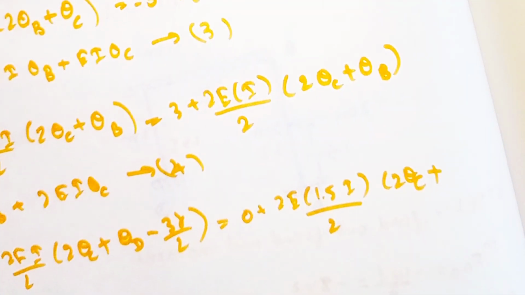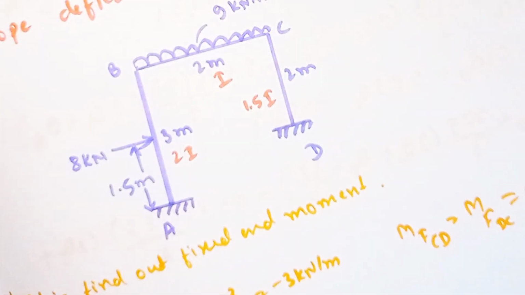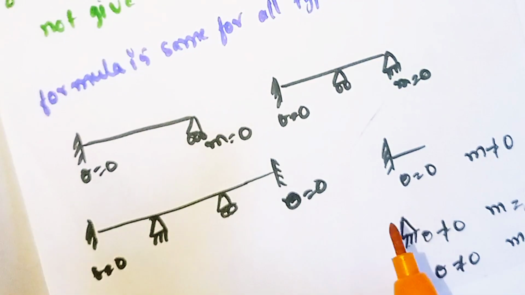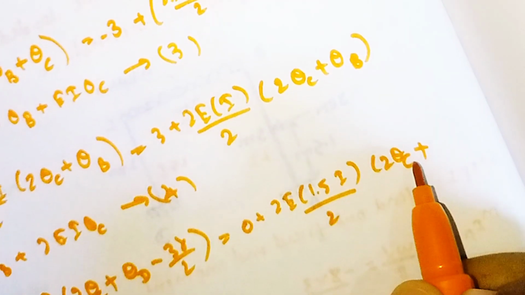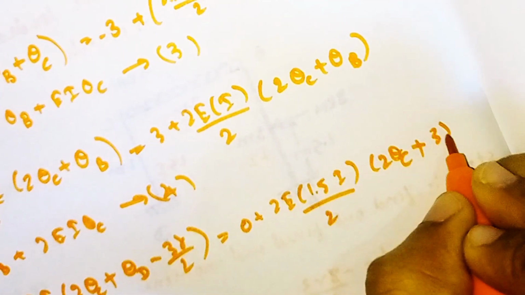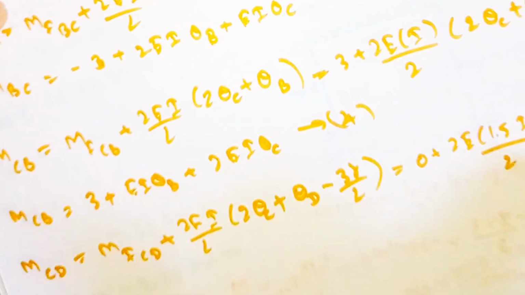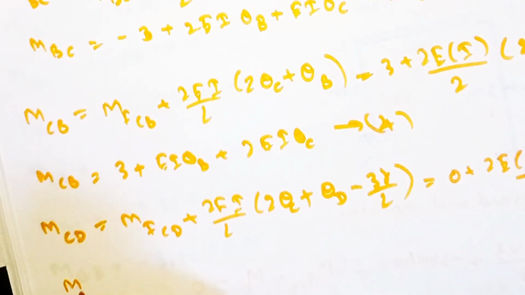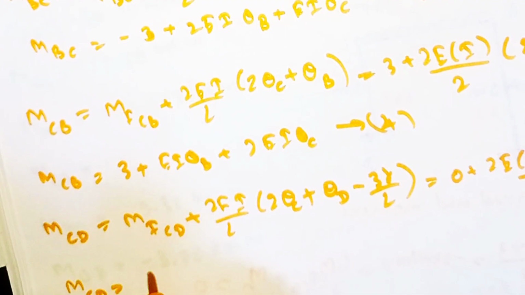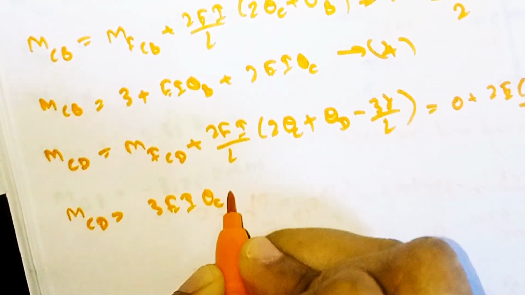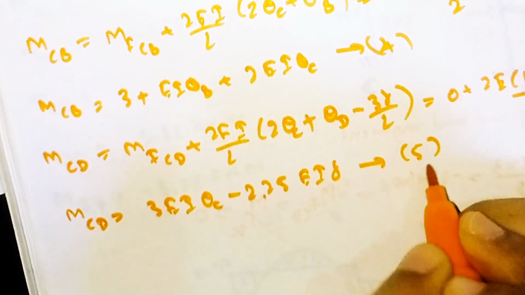Theta D is the fixed end. See here our point D it has a fixed end. So at fixed end our slope value becomes 0. So put theta D is the 0. So I am not writing it. So 3 into rho divided by length is 2. So substitute this, the value will come out as MCD is equal to 3 EI theta C minus 2.25 EI delta. Call it as equation number 5.